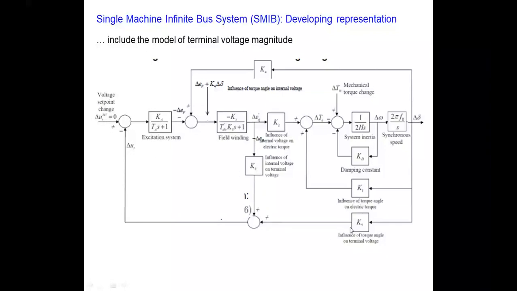Then you can see here that we have some more terms in terms of K5 and K6, because that will be delta ET here. So delta ET will be equal to K5 times delta delta plus K6 times delta EQ prime here. That is delta ET. I have not included the voltage transducer at this part, but in some block representations, you also have the voltage transducer part included.